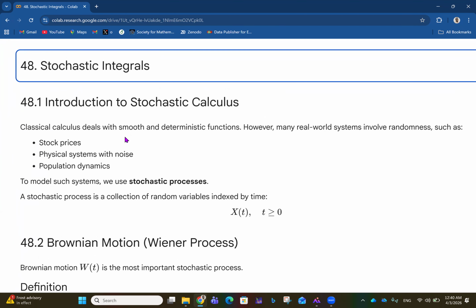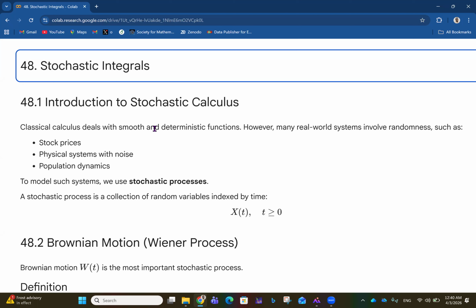Classical calculus deals with smooth and deterministic functions. Of course, I have a whole course on basic calculus. In case you've not seen that, you want to check that out. It's one of the earliest playlists on this channel. So, classical calculus deals with smooth and deterministic functions, like you see in that particular playlist. However, many real-world systems involve randomness, such as stock prices, physical systems with noise, population dynamics. And to model such systems, we need to use stochastic processes.